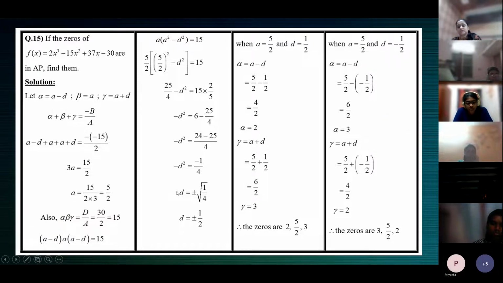So what do we get? 2, 5 by 2, and 3. The zeros are the same. 2, 5 by 2, and 3, or 3, 5 by 2, and 2. It's just that the order is different. So the zeros of the given cubic polynomial are 2, 5 by 2, and 3, or 3, 5 by 2, and 2. The values are the same.